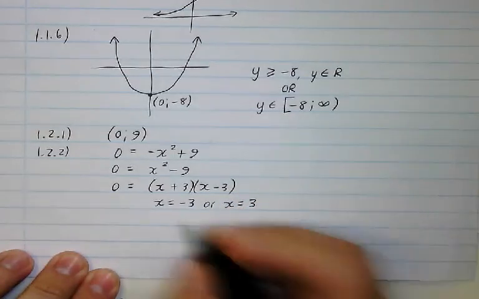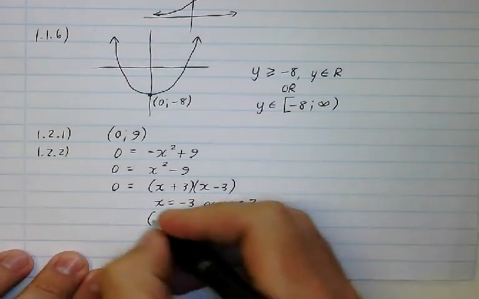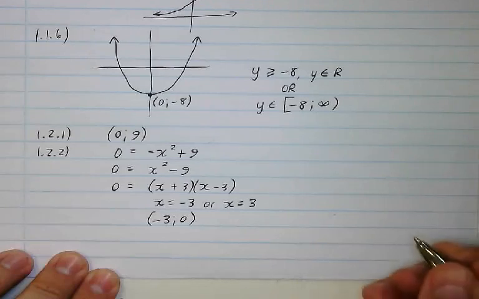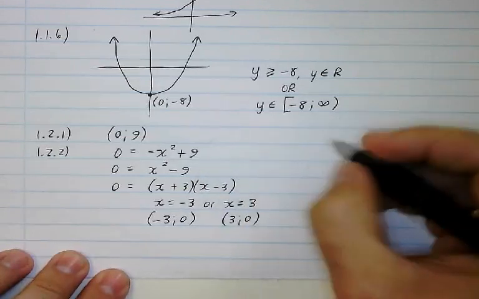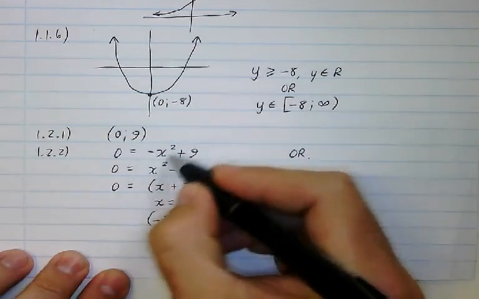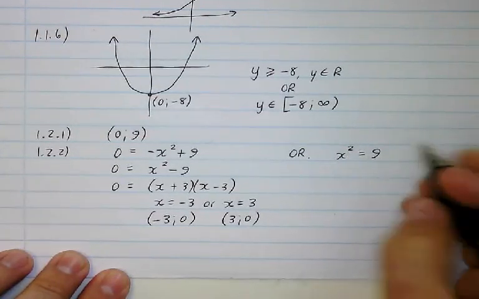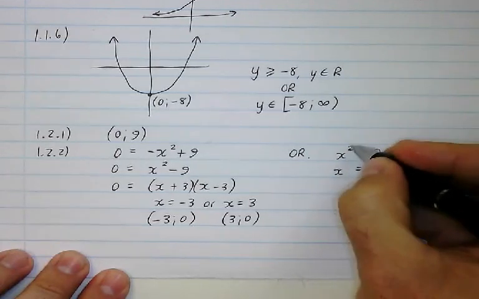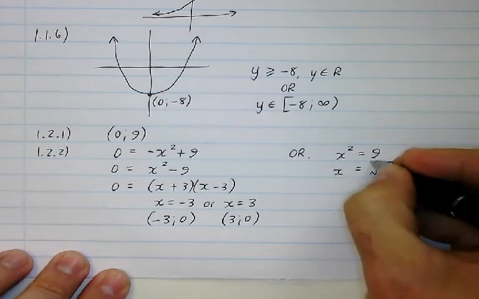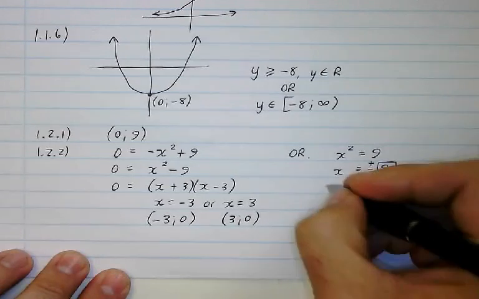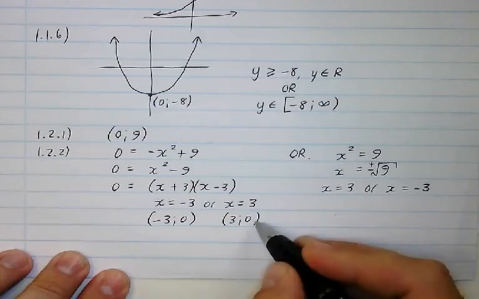Just bearing in mind though, they've asked for the coordinates, so at the moment we haven't given our answer in coordinate fashion. We'd have to say (-3; 0) or (3; 0). The other way you could do a question like this is to take the -x² to the left, making it x² = 9. x² indicates two answers. So if I square root x², I'd get x, and I would get two answers by square rooting 9. I'd get the positive or the negative option, making x equal to either 3 or -3, ultimately still giving two coordinate answers.